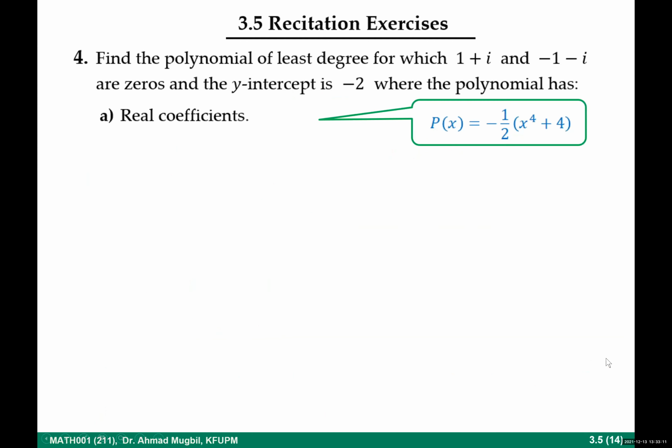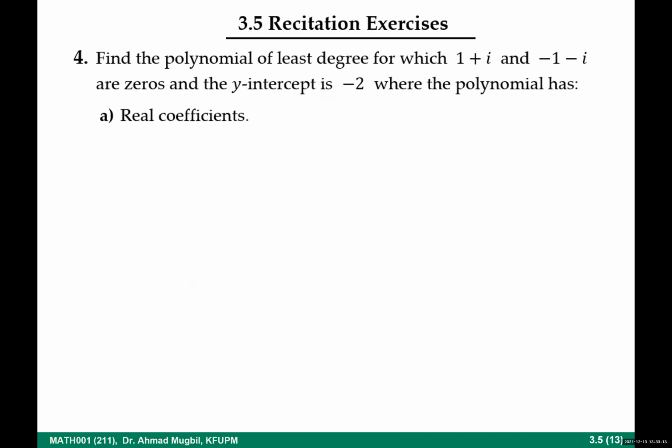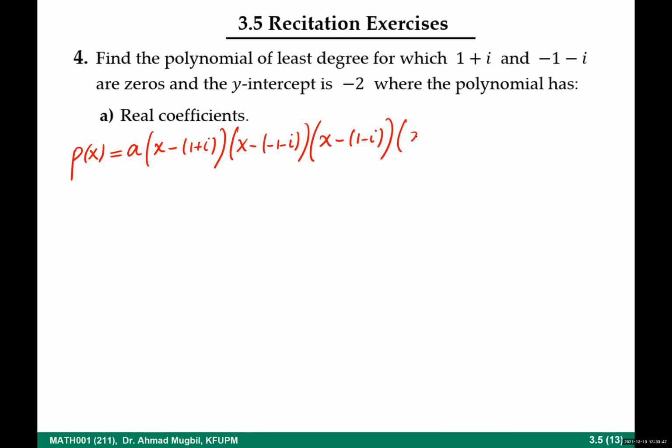Okay, let's go back now to the case where we have real coefficients. What will be the difference here? Now the polynomial will be, what will be the least degree we may have? 4. Why? Because indeed here we have 4 zeros given for us, not only 2. So it will be a multiplied by x minus the first zero, which is 1 plus i, times x minus the second zero, then multiplied by x minus the conjugate of the first one, multiplied by x minus the conjugate of the second one.